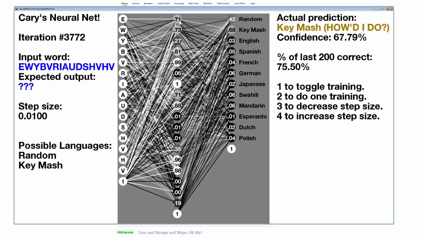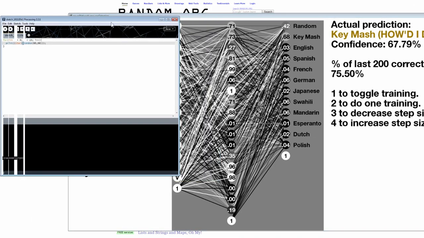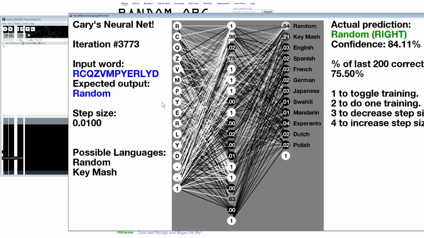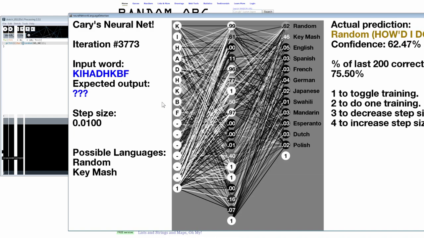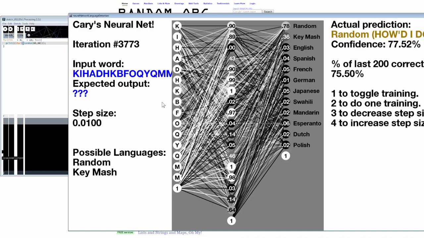Let's see if it says keymash or random. Because this one is random. Let's see if we can figure that out. One update. Okay, let's do that. Now type it in. K-I-H-A-D, H K B F O Q Y Q M M. And I guess it's random with 77% confidence.